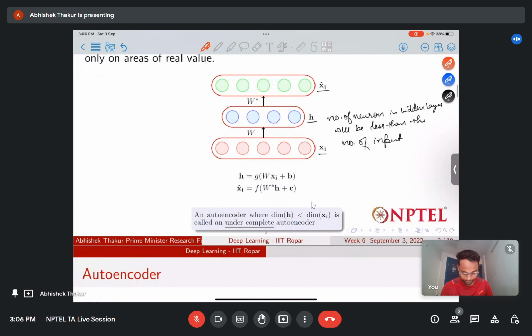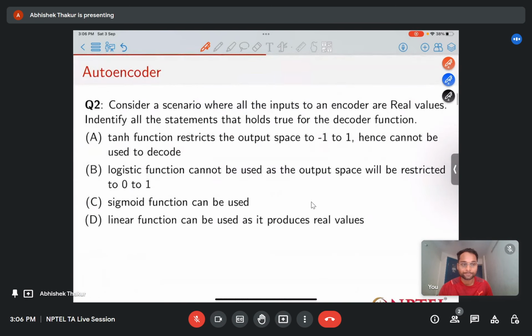Now coming to the second question: consider a scenario where all the inputs to an encoder are real valued. Identify all the statements that hold true for the decoder function. In this question, it is given that all the inputs to the encoder are real values. So we'll see both cases, when the inputs are binary and real, and then we will come back to this question.